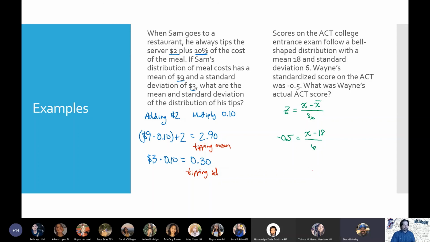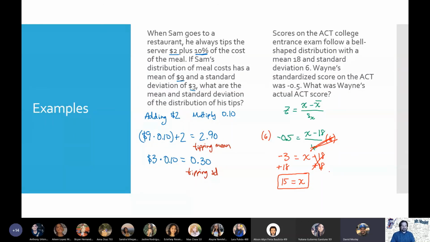So to reverse this, we first multiply by 6 on both sides. That cancels the 6 that's being divided. 6 times negative 0.5 is negative 3. That's going to equal x minus 18. We add 18 to both sides. That 18 goes away. Negative 3 plus 18 equals 15. And that is the original score, his actual ACT score.